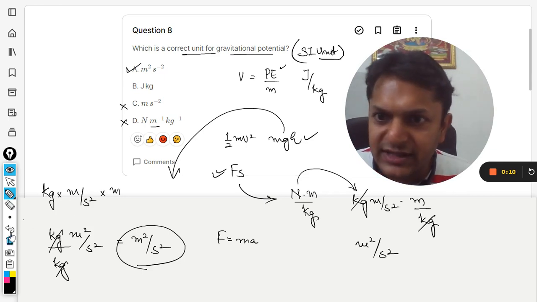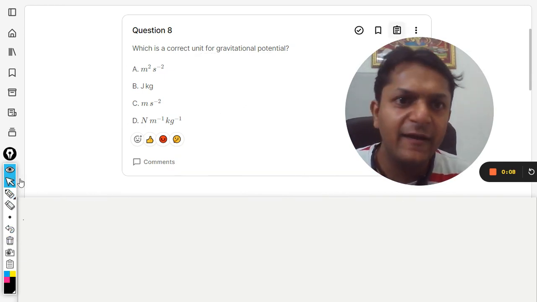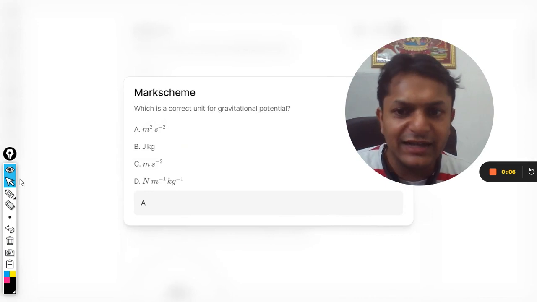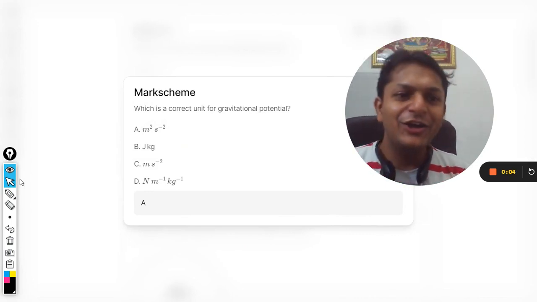Let us see what is the answer. For us, the answer is A. And according to the mark scheme, yes, the answer is A. So all the best.